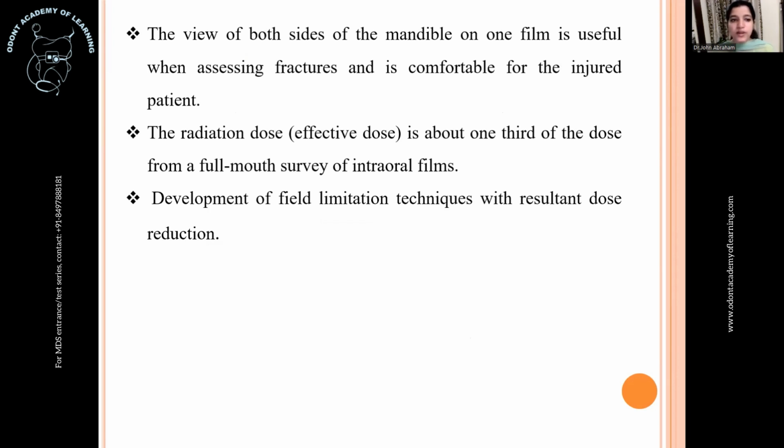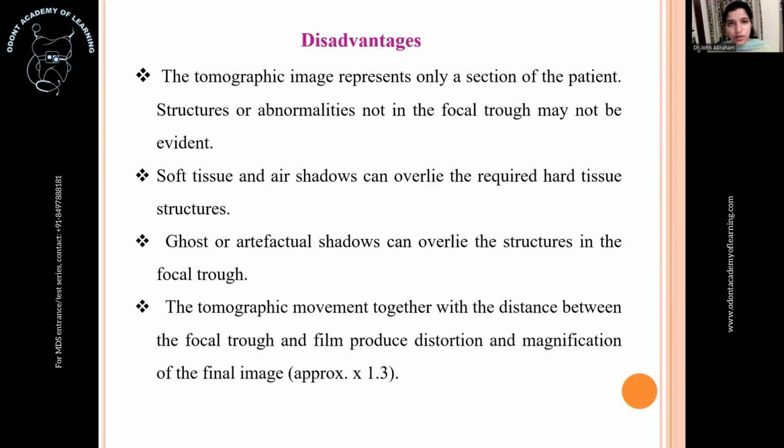The radiation dose is about 1/3 of the dose from a full mouth survey of the intraoral film. Okay, the patient exposure is being reduced. Development of the field limitation techniques with resultant dose reduction. Okay, particularly the patient dose is being reduced.